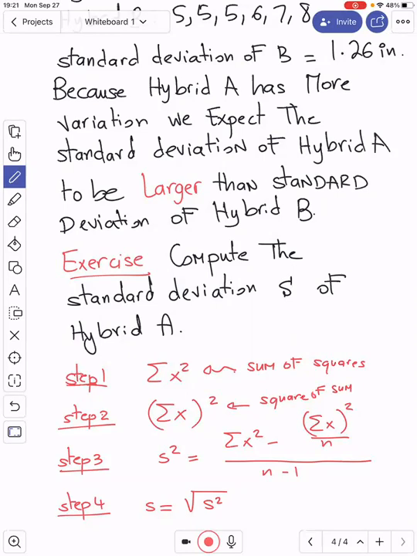Did anyone get the answer? The standard deviation of this hybrid A? Yes. So what's your answer? I believe it's 6.6. I don't think so. The answer I have is 3.74. So I don't think it's correct. I think the final answer should be 3.74. So can you check again all the steps?